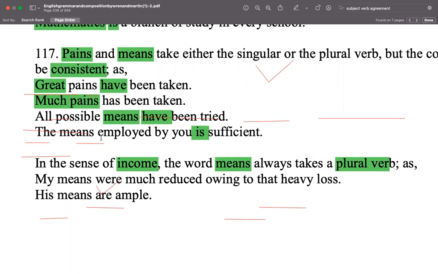Now, if that is the case, in the second part, "much pains", is the word much countable or uncountable? It's uncountable. If much is uncountable, then don't you think a singular verb should be placed here? But should we consider pain as a plural noun? In daily life, we never say pains. We always say pain.